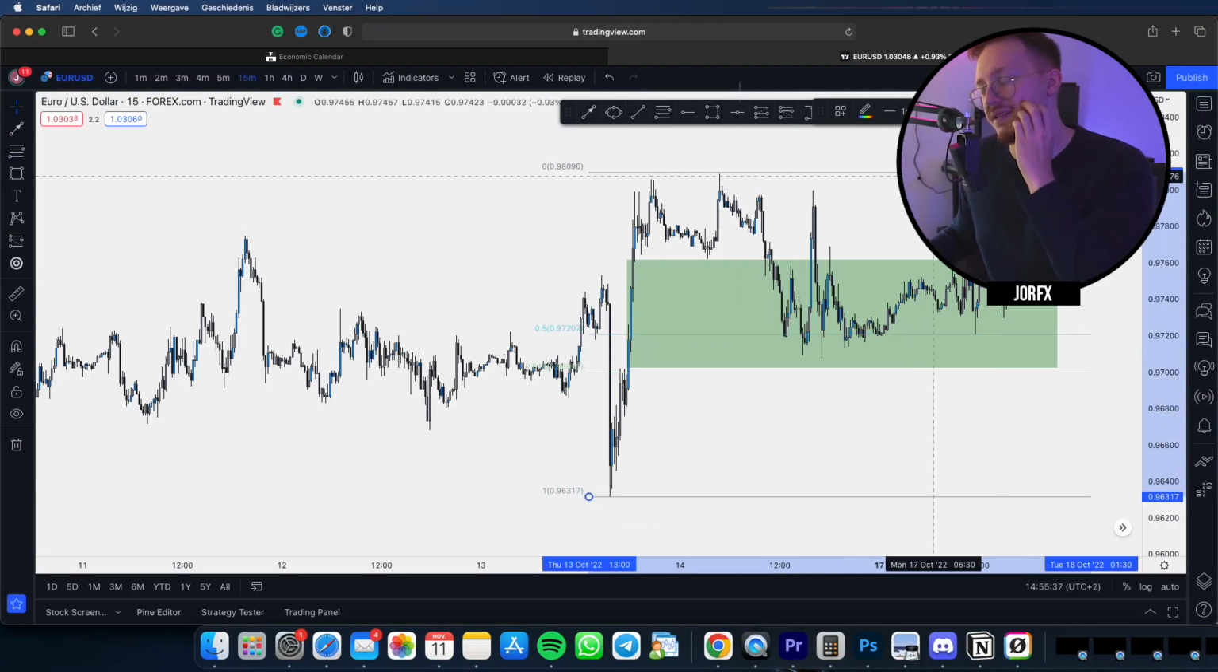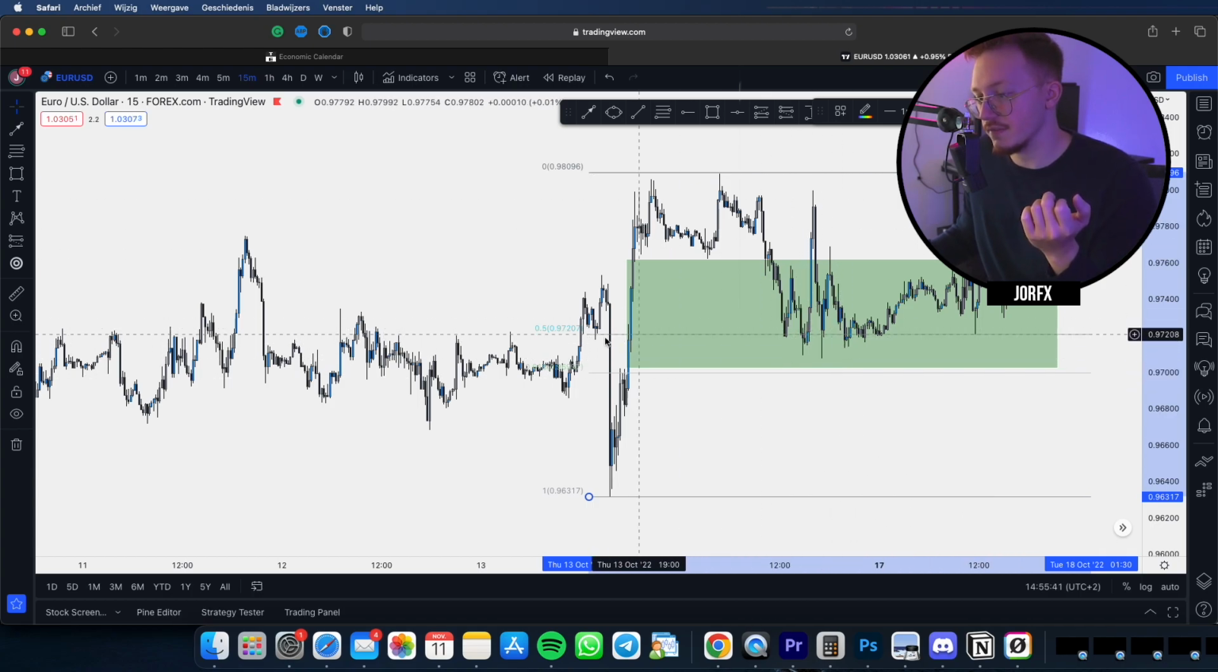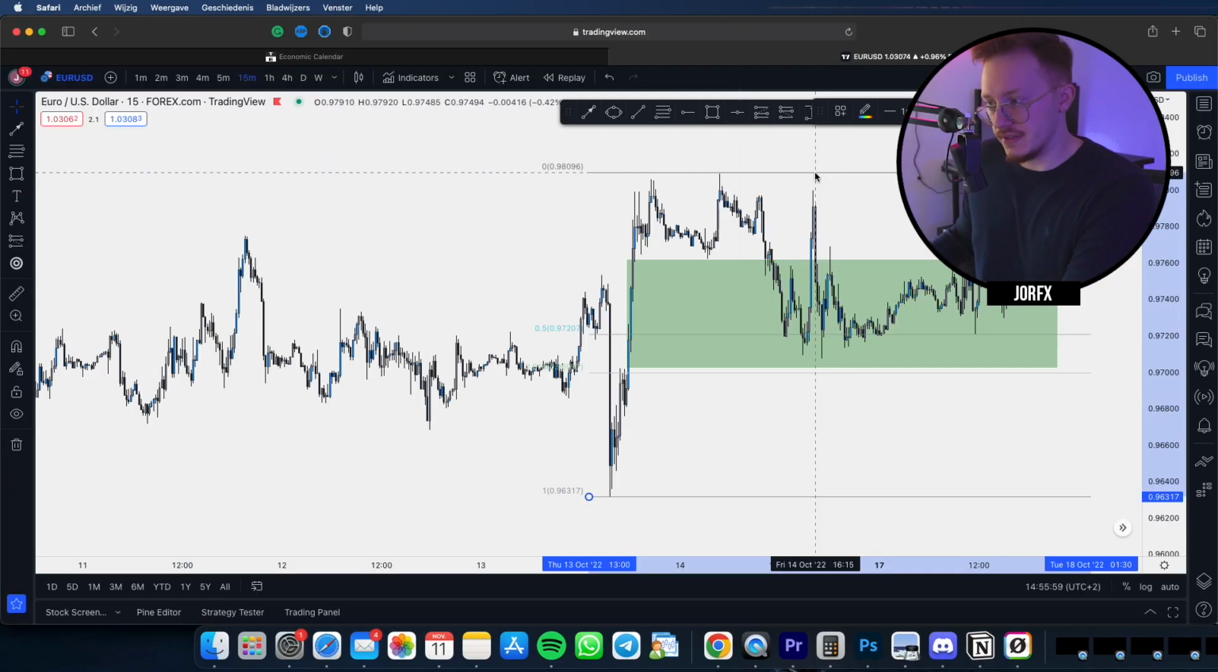This is also something that ICT teaches, a discount price when price is underneath 50%. So basically when you have your trend from 0 to 100, when price drops 50%, that is where you buy it. This is like the Fibonacci method, but a bit twisted. So you can use this. These are my settings, by the way.